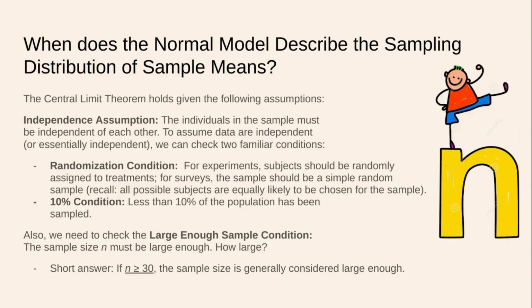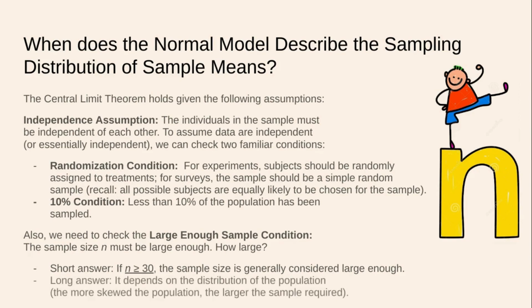All right, well, what's the long answer? Well, the long answer is it depends on the distribution of the population. The more skewed the population, the larger the sample required. So for a sampling distribution of sample means for a really, really skewed population, you're going to need a really big sample size, bigger than 30, but we'll cross that bridge when we get to that.